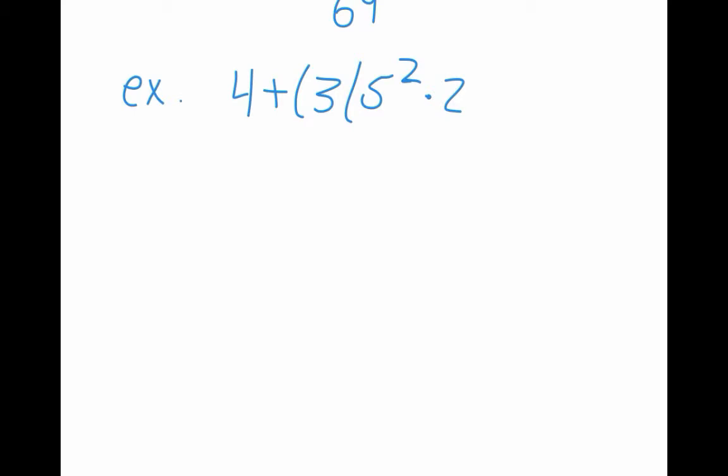So the second example, if you can do this one, you should be able to do anything I could throw at you in a quiz or a test. I'm going to do a 4 plus, and then a parentheses. Then I'm going to do a 3, and then another left parentheses. Then I do a 5 to the second power. So that 2 is going to be our exponent. That's saying 5 squared. And then a times 2 minus 4.